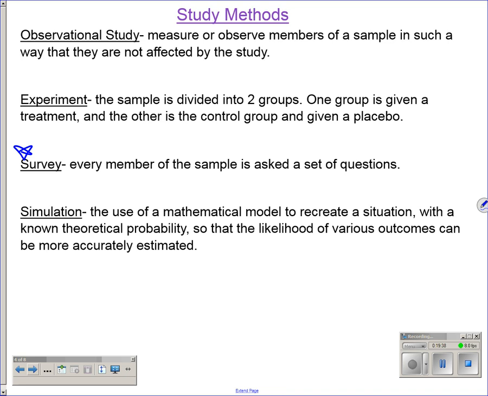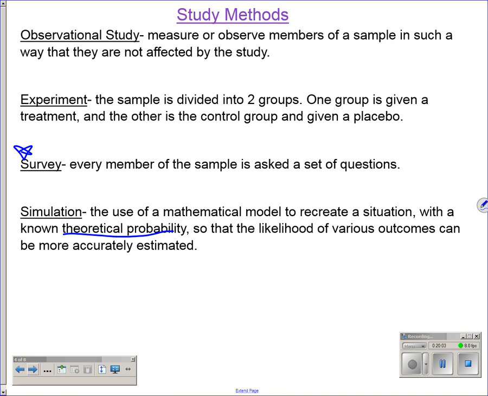And then the last one, the definition sounds confusing, but you've seen this before too. A simulation. It's the use of a mathematical model to recreate a situation with a known theoretical probability so that the likelihood of various outcomes can be more accurately estimated. The best way I can describe the importance of simulation is if you have a time restraint.